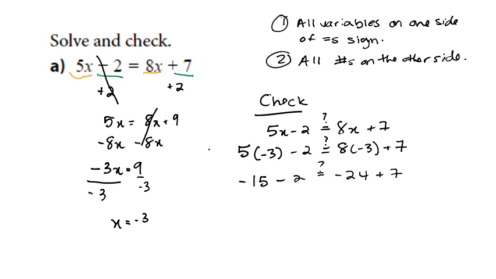And negative 15 minus 2 is going to give me negative 17. Is that equal to negative 24 plus 7? Well, that's going to be negative 17. So I know that these two are equal. Negative 17 is equal to negative 17, so my answer must be correct. Let's do another example.